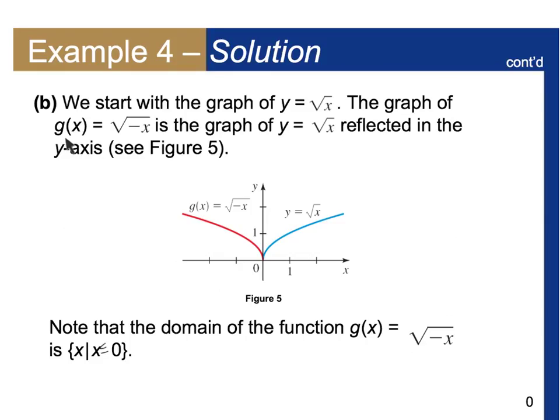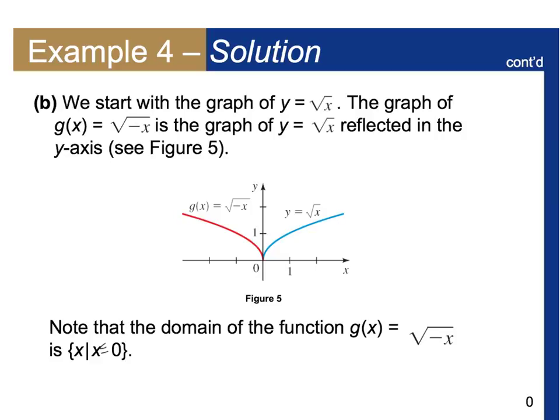Okay, and the next one we'll look at is g of x equals square root of minus x. Now, if we start with y equals square root of x, which is this blue one, remember the arrow keeps going, right? We're changing x to minus x in the function, which means we're going to take this blue and reflect it across the y-axis. So remember, we reflect across the y, we change x to minus x. So we're going to get the red one that's going like this, and that's the square root of minus x.